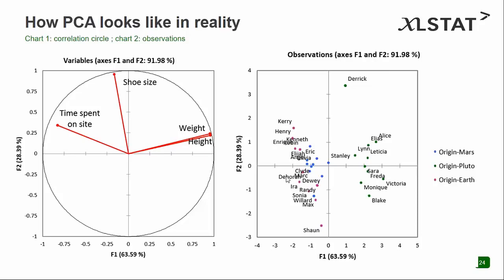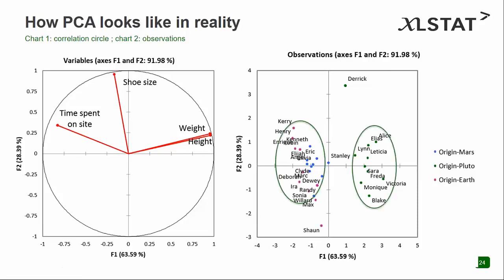So it's very straightforward to interpret. You just take back the interpretation of the axes. To the right, we have people with high weight and height and low time spent on site, and to the left, we have the opposite. Then let's have a look at this guy, Derek. He has a high score on the second axis, which means Derek has a very big shoe size, probably, which is the opposite from Sean, who probably has small feet.